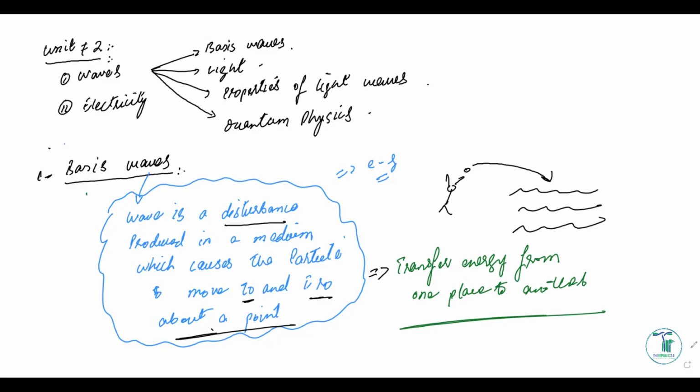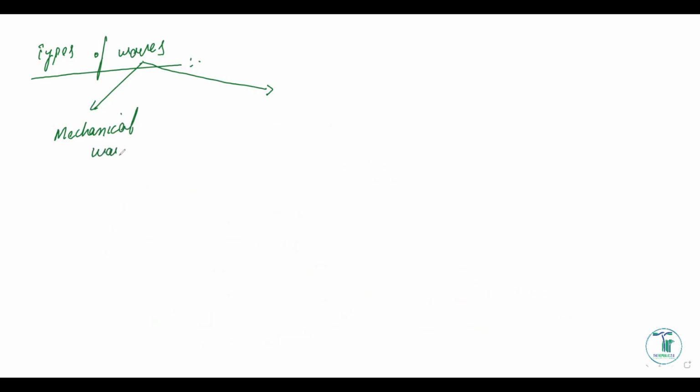Now we need to talk about the types of waves. Generally speaking, whenever you talk about the types of waves, there are 2 types. One of them is a mechanical wave, and then we've got an electromagnetic wave.